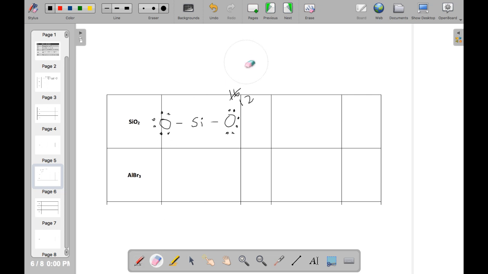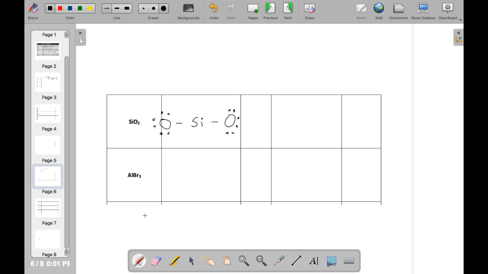Now you're probably thinking, that's it. That looks great. We're done. Here's the problem. These oxygens are happy because they have 1, 2, 3, 4, 5, 6, 7, 8. They have a full octet. This silicon, not so much. It has 1, 2, 3, 4. It only has 4. So we don't have any more electrons to put on this.